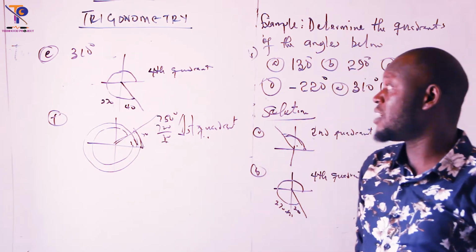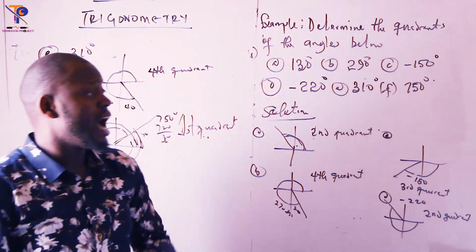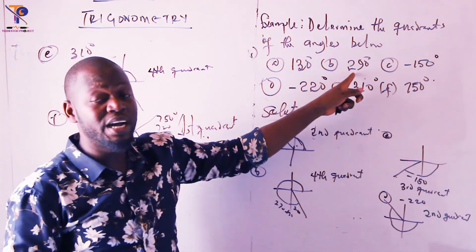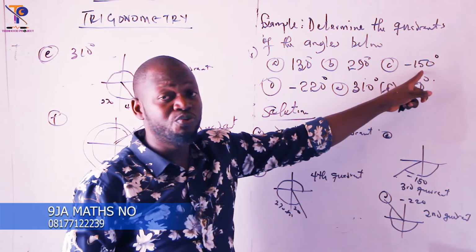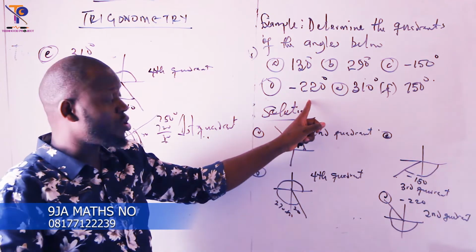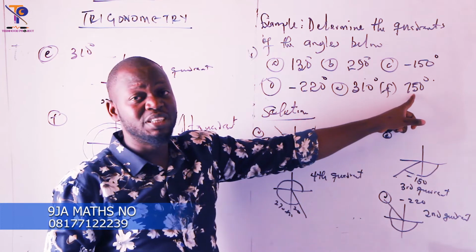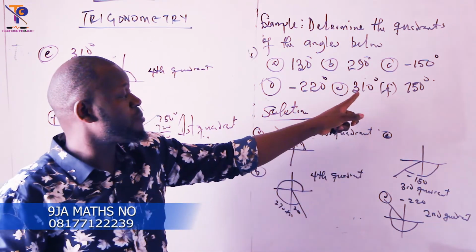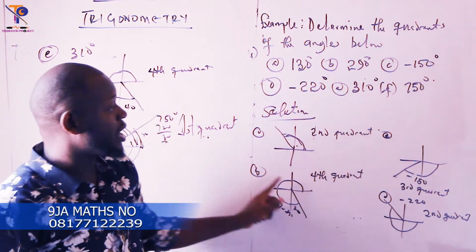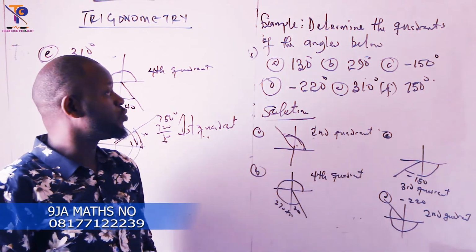So this is what we have. Oftentimes in class I will write a lot of values down, then we check: 130 second quadrant, 290 fourth quadrant, minus 150 third quadrant, minus 220 second quadrant, 310 fourth quadrant obviously, and 750 first quadrant. If you have minus 310, you are moving back to the first quadrant. That is the meaning.